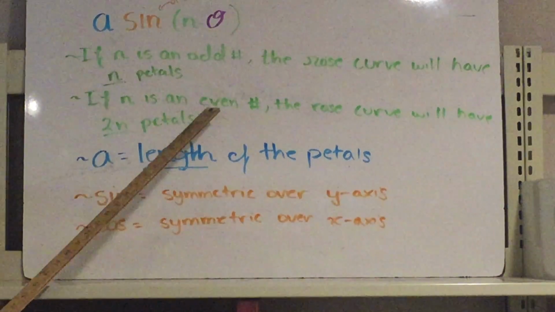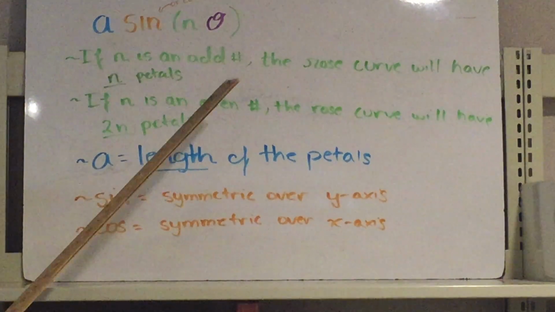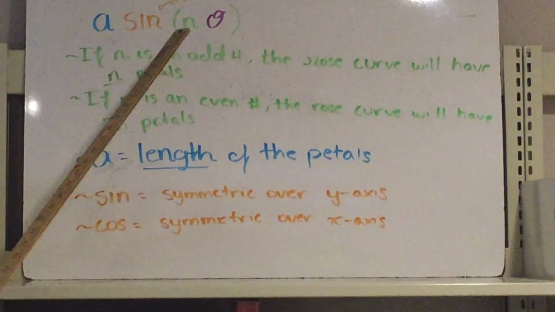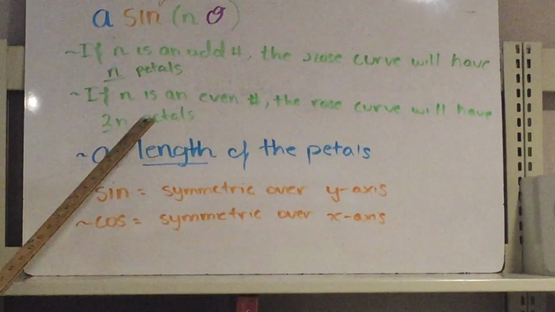But if n is an even number, like 2, 4, 6, then the Rose curve will have 2n petals. So for example, if n equals 2, then the Rose curve will have 4 petals. If n equals 4, then the Rose curve will have 8 petals, and so on.